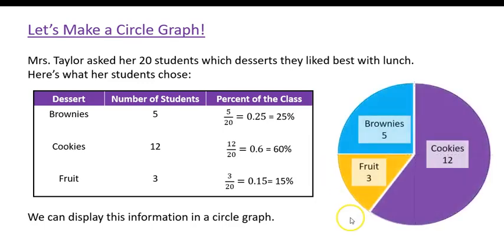So here's what it looks like. 5 students chose brownies, 12 chose cookies, and 3 chose fruit. And if you add these up, you get all 20 students.